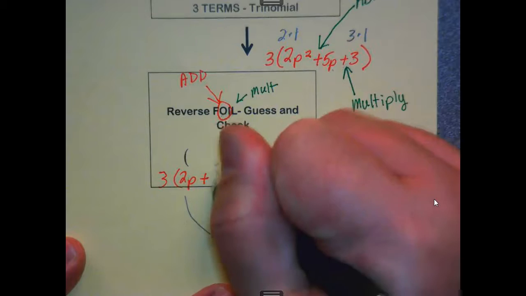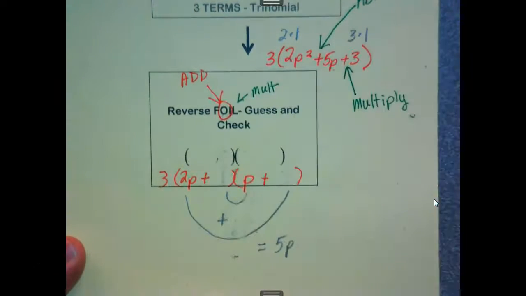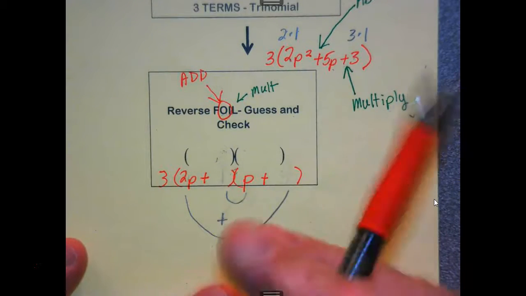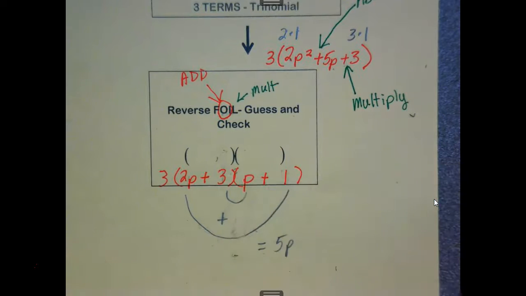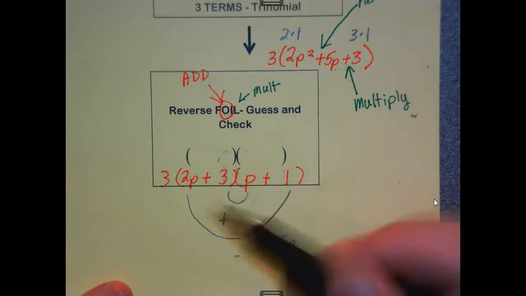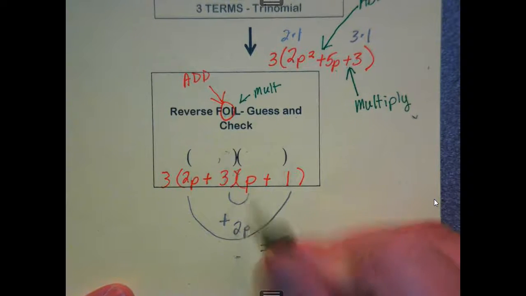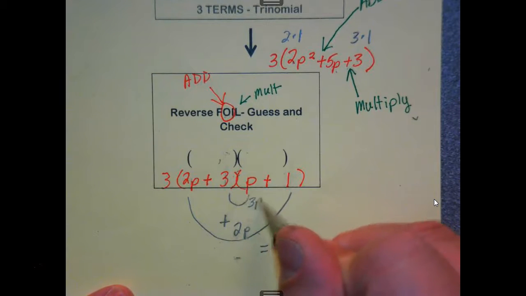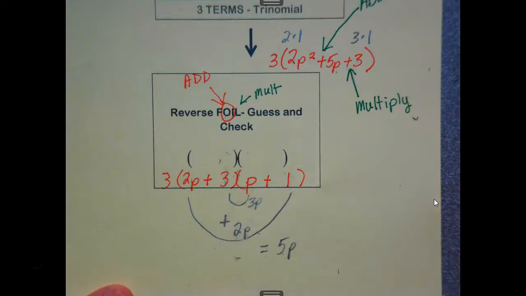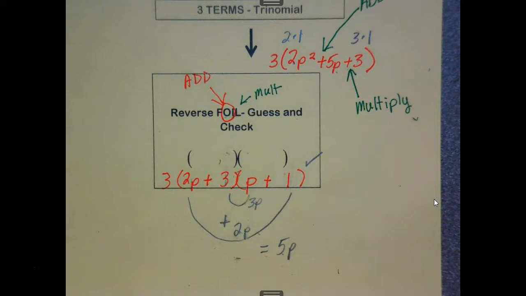That's why they call it guess and check. So the only other choice I have is 3, 1. Okay. 2p times 1 is 2p. 3 times 1p is 3p. 3p plus 2p is 5p. That's it.